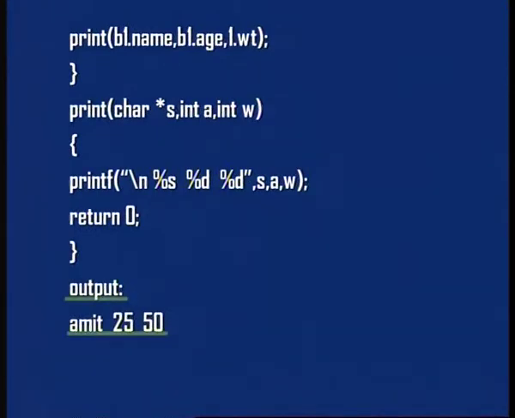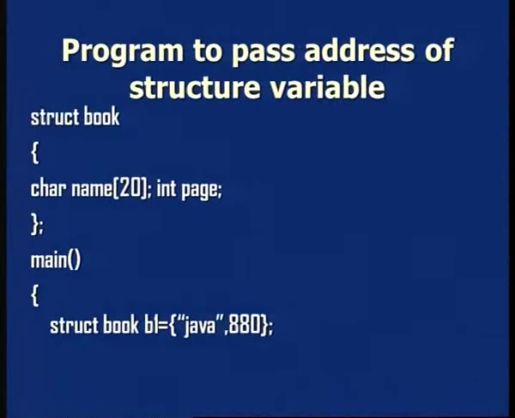So the ultimate output will be the values that have been initialized to the members of the structure, which are passed to the print function and displayed inside this print function. So this is one way of passing the elements of a structure to a function. The next example we will see is how the address of a structure variable is passed to a function. So we are taking the same example of struct book. Book is the tag. Again we are having 2 variables, one is a string and one is an integer. They are declared outside the main function, so this is also global in nature.